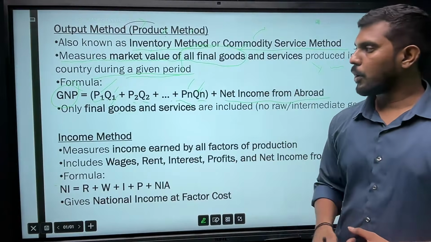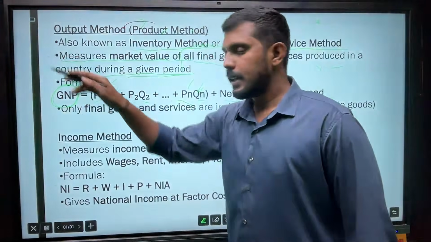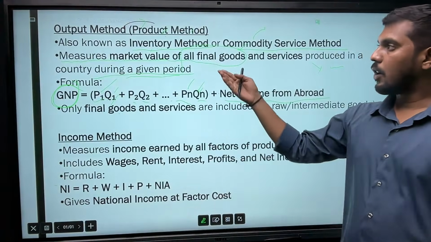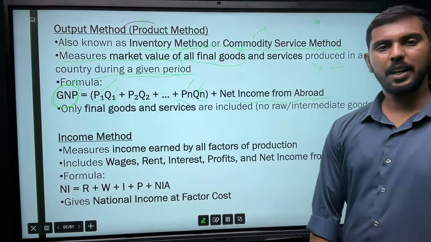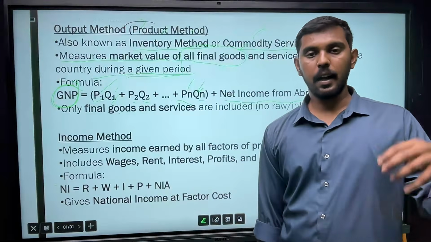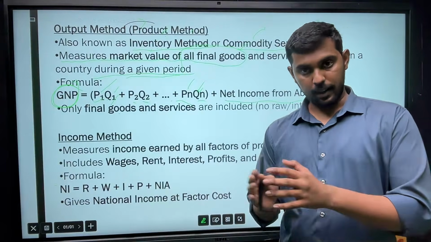Write down net income from abroad. And GNP also you have to abbreviate: GNP, gross national product. Next, output method we completed. Income method. What is income? Some person earning an income.